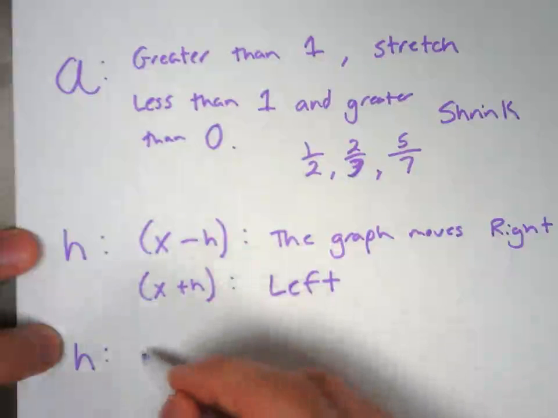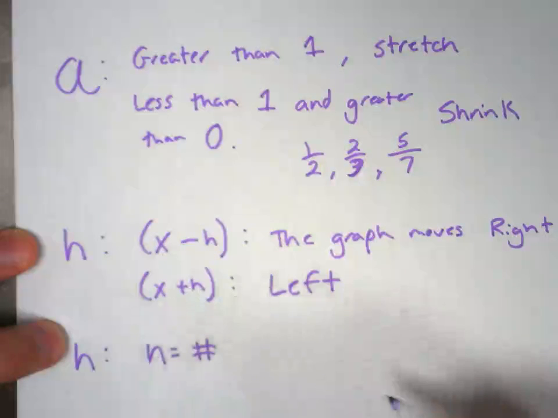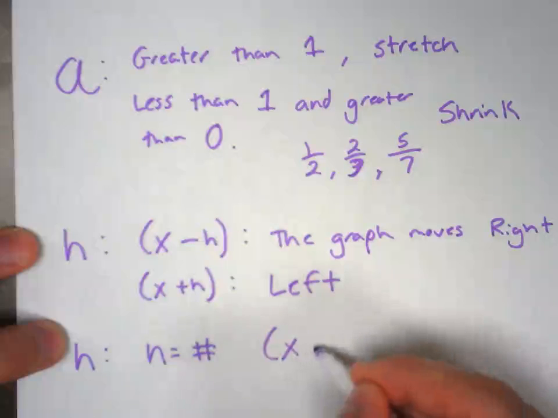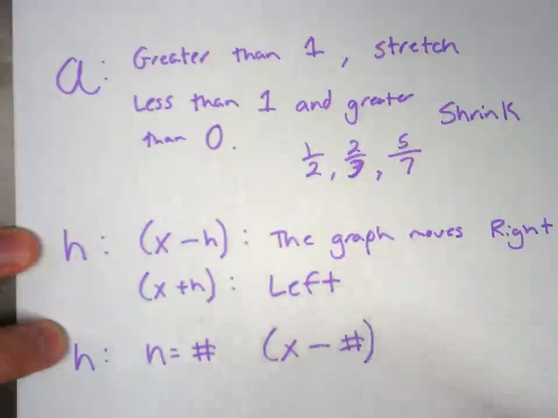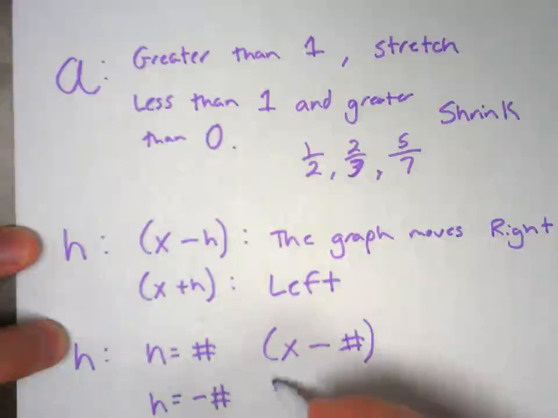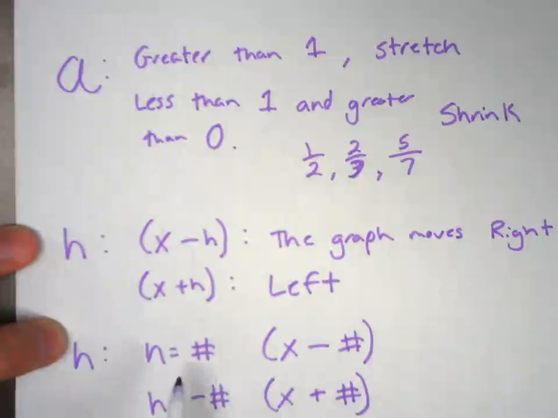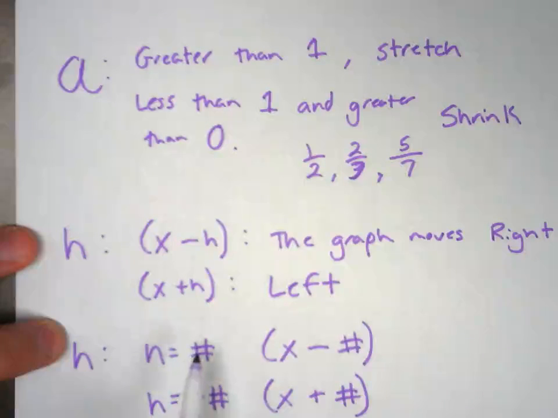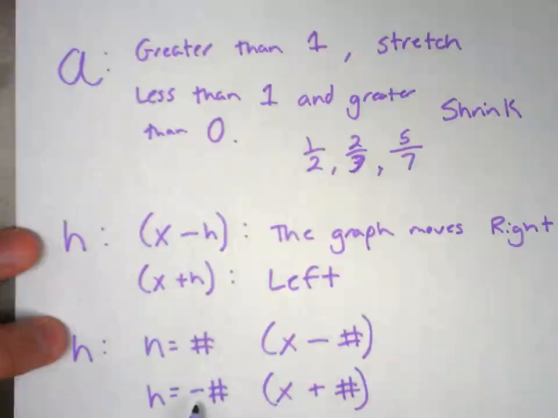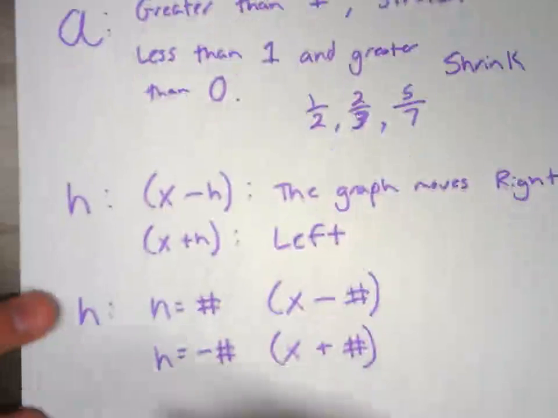But another thing for H, if H equals a positive number, how you write that is X minus that number. If H equals a negative number, then you're going to put down X plus that number. So notice what happens there is these are opposites, right? H equals a number, so that means you flip it, and it's X minus that number. If H equals a negative number, then you put X plus that number. So again, they're opposites.